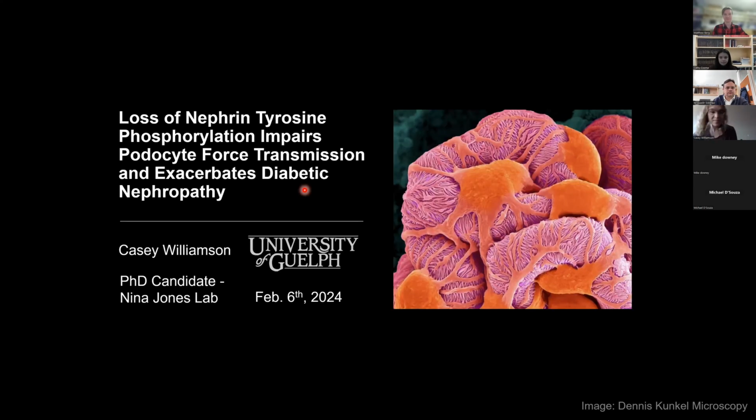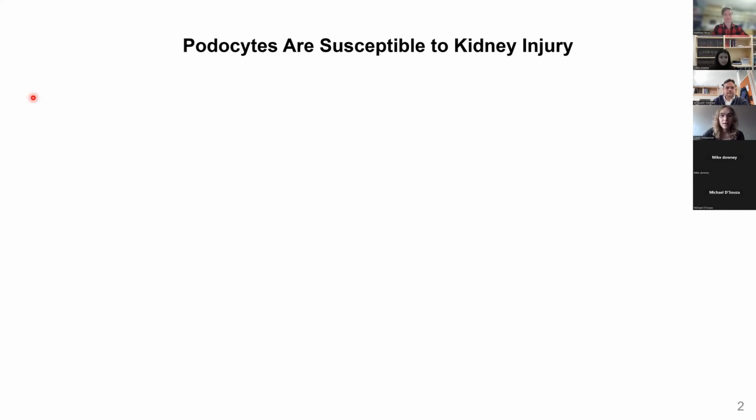Okay, so my name is Casey Williamson, and today what I'll be talking about is how nephrin phosphorylation can impact podocyte force transmission and how this relates to diabetic nephropathy. I'm a PhD candidate at the University of Guelph in Nina Jones' lab. All right, so podocytes are some of the most susceptible cells for kidney injury.